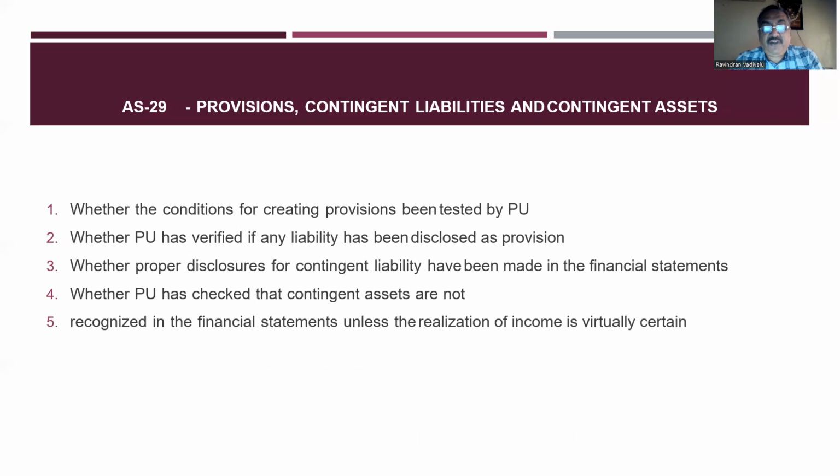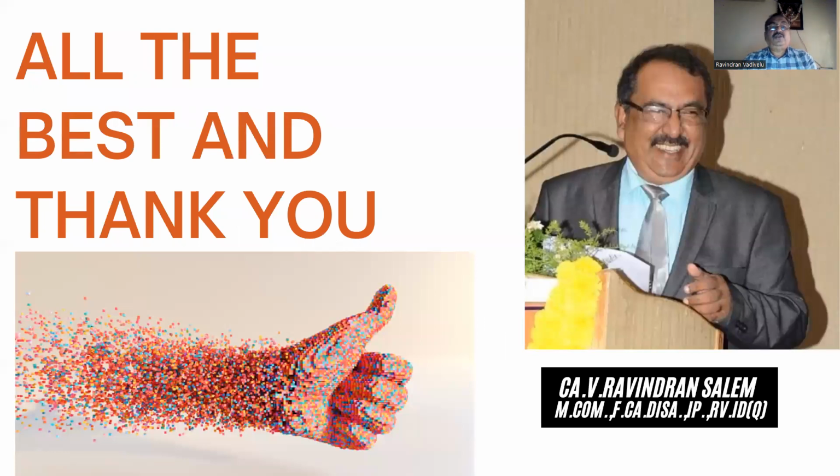And it is not recognized in the financial statements unless the realization of income is virtually certain. So for a contingent asset, only when it is realized, the same has to be treated as income. Otherwise, it should not be treated. It's a basic concept. When we are giving anything in the financial statements, only the actual receipt has to be recorded and not the contingent portion. Now, this is what I wanted to say about the compliance part on the accounting standards.